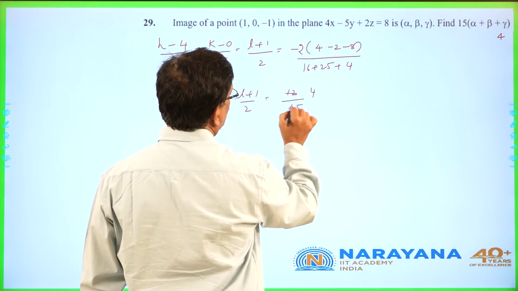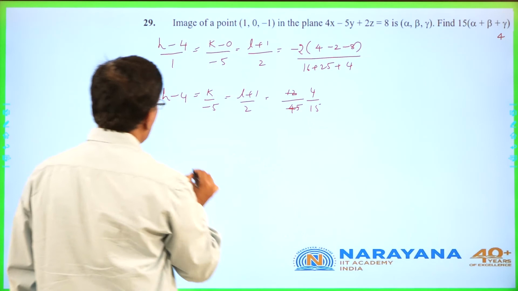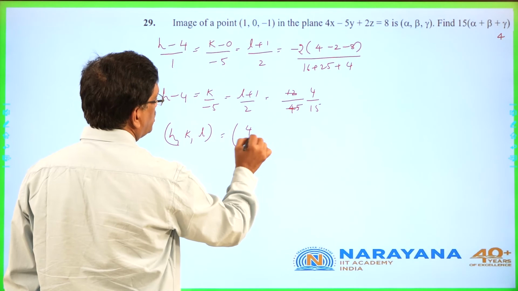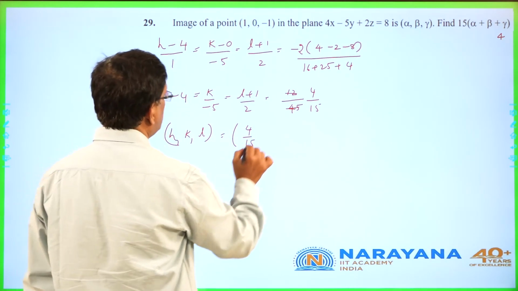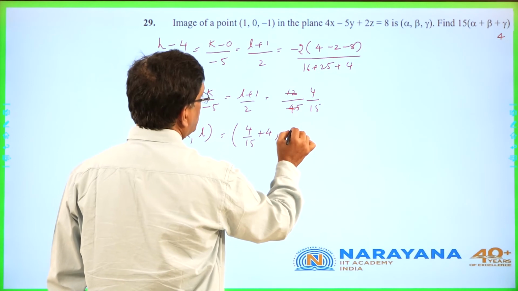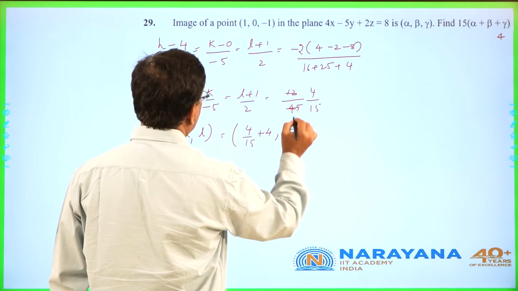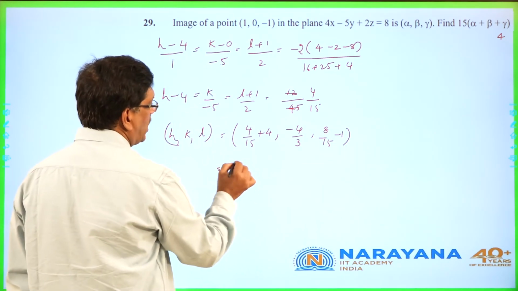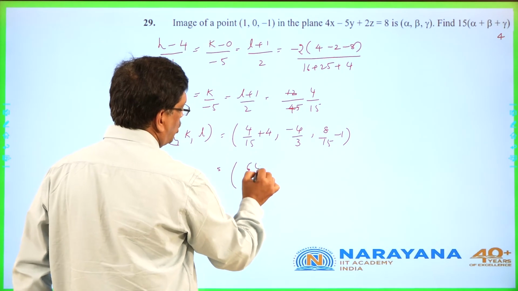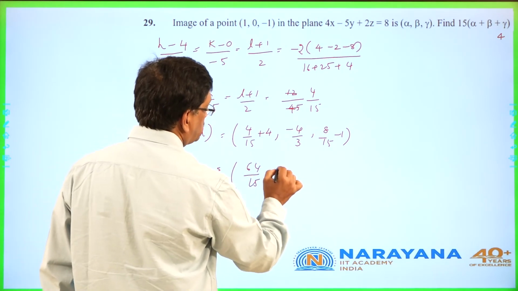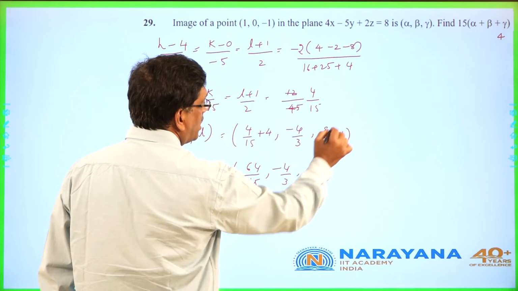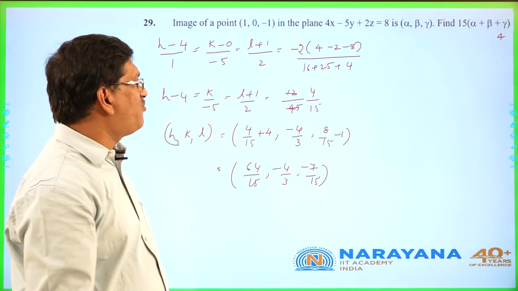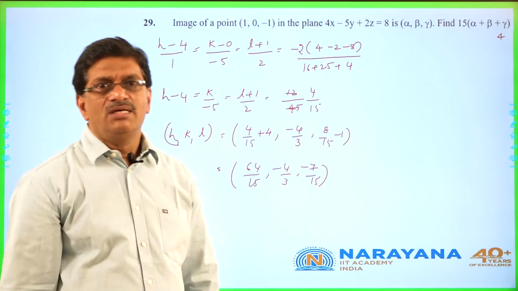You mean 3/4, 3/15, right? H, K, L equal to 4 by 15 plus 4. It is minus 4 by 3 and it is 8 by 15 minus 1. It is 64 by 15, right? Minus 4 by 3 and it is minus 7 by 15. He has given that they are alpha, beta, gamma. Just simply add it. You will get that answer.